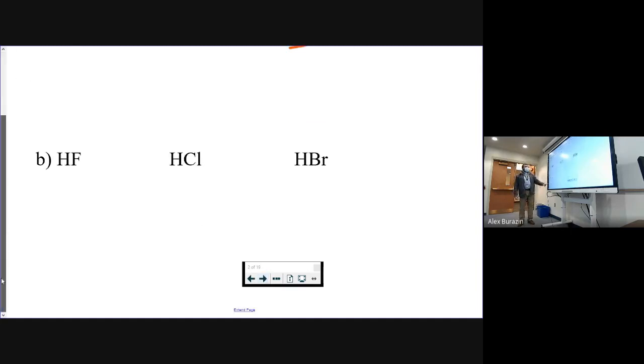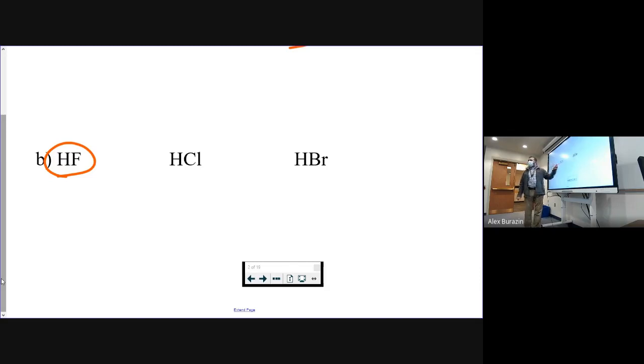How about the second set? Which of these is going to have the highest boiling point? Let's try that. Why? Hydrogen bonding. What about this one? What would it have?